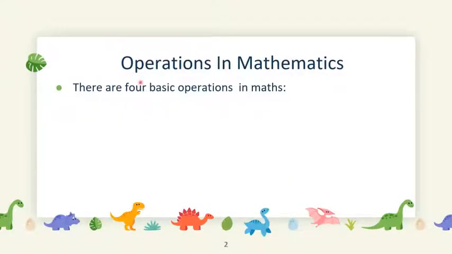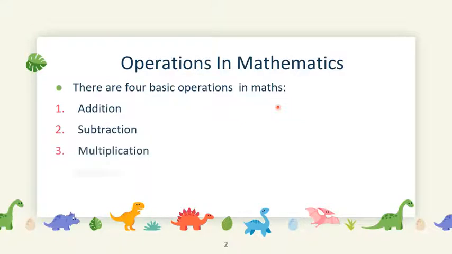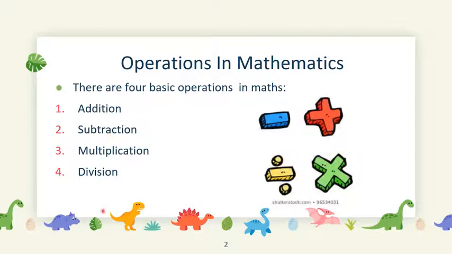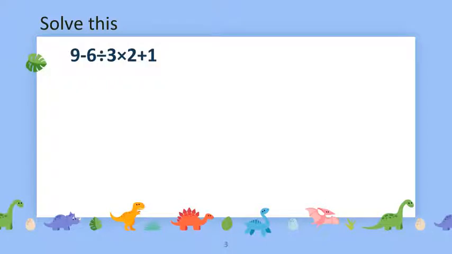You must know that there are four basic operations in maths. Those are addition, subtraction, multiplication and division. And in your earlier classes you have read about all these four operations one by one. So today we are going to use all these operations at once. Here you can see, students, that in this question you are having subtraction, division, multiplication and addition. All the four operations are here.